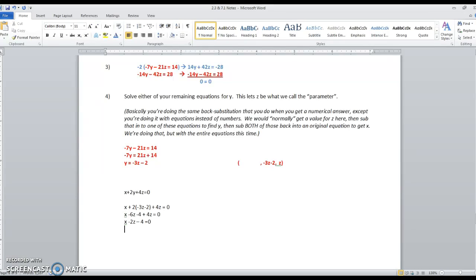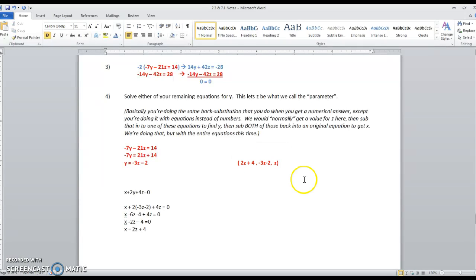And finally, I'd want to move all of those over to the other side to solve for x. So I would add both of those over to the other side. So x would be equal to 2z plus 4. Now that is what will go right up here as my x answer. So my x looks like 2z plus 4. And then this right here would be my final solution, all in terms of z.